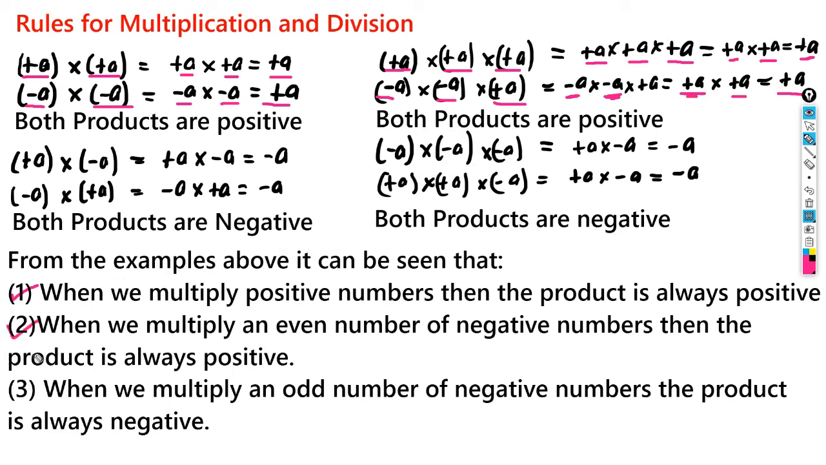And then the last one says when we multiply an odd number of negative numbers, the product is always negative, and that's true. In this case, we have one negative number, which is an odd number, multiplied by a positive, and we end up with a negative number. In this case, the same thing. We have one negative number, and we multiply it by a positive, and we end up with a negative. Same thing here. We have an odd set of negative numbers, three negative numbers, and we're going to end up with a positive multiplied by a negative, which gives us a negative.